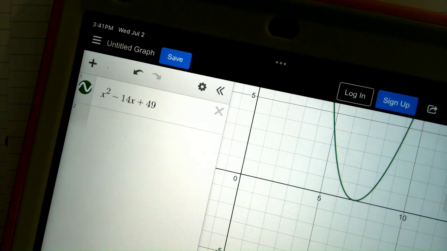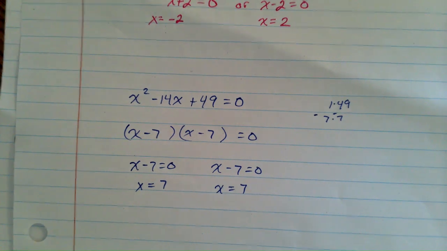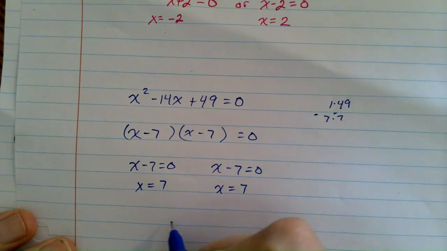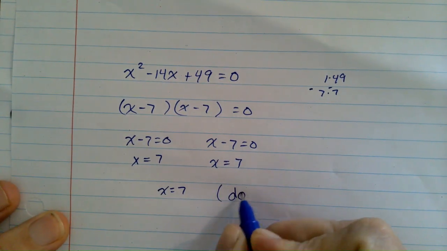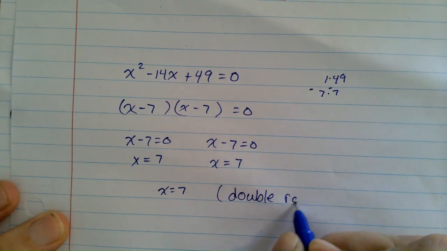Now, do all problems have answers? No. Because not all graphs have x-intercepts, not all equations have answers. So again, our zeros or our roots are our x-intercepts. They correspond to the graph. If you don't have an x-intercept, it doesn't equal 0, ever. So we could say x equals 7 is our only answer, and it is technically a double root.